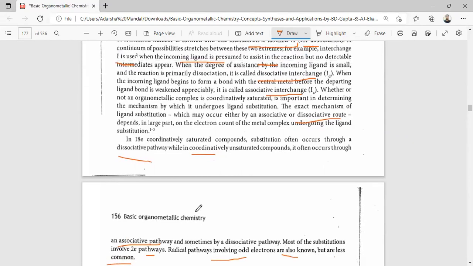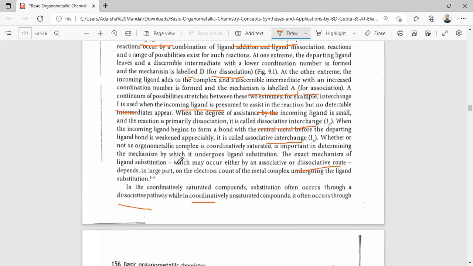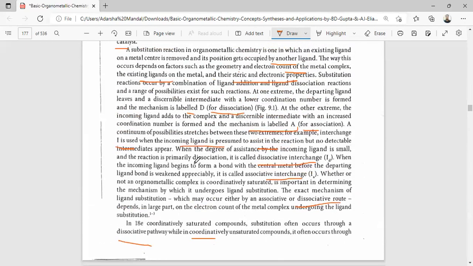common. So a ligand substitution reaction means a ligand in the metal framework is substituted by another ligand. The way this occurs depends on factors such as the geometry, the electron count of the metal complex, the existing ligands of the metal, and their steric and electronic properties.